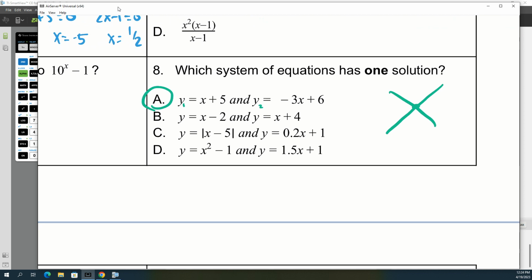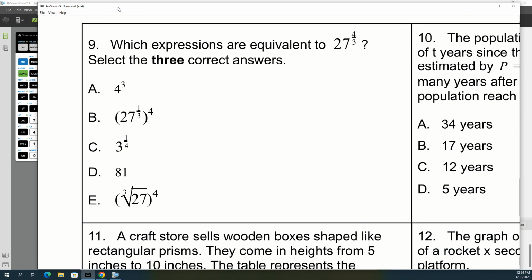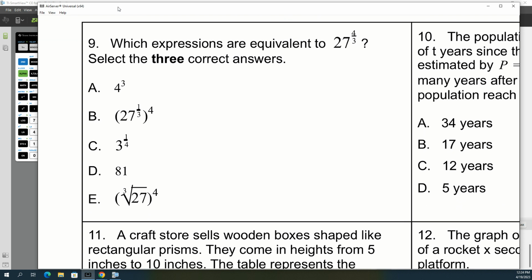So number 9, I would do this as a calculator question too. I would just take 27 and I would raise it to the 4/3, and you're going to get 81. So any of these other numbers that give you 81 is an answer choice. So when you do 4 raised to the 3rd, that's going to be 64. So that's not true. However, when you type B in, it does give you 81.